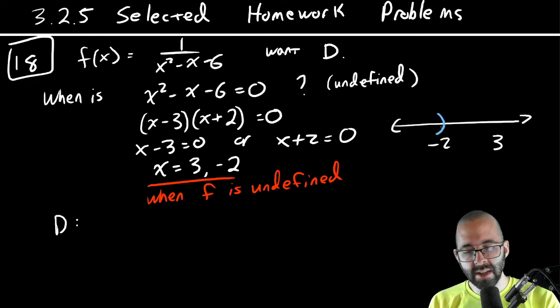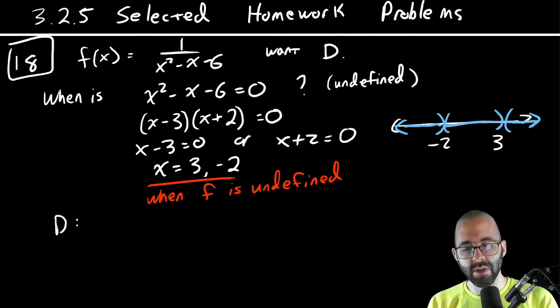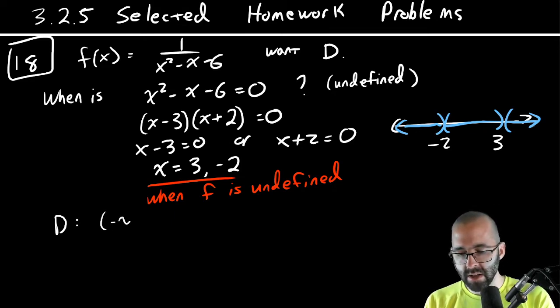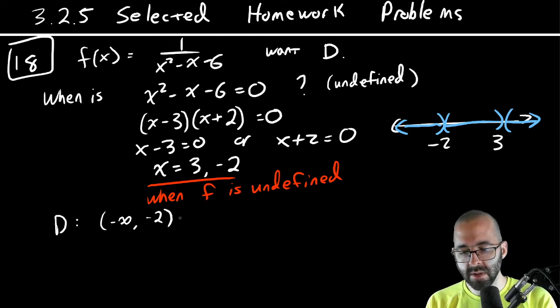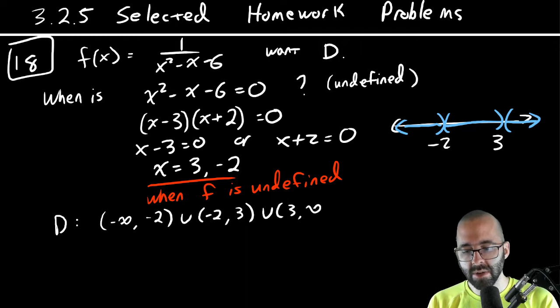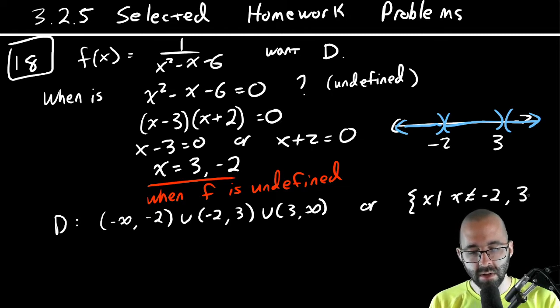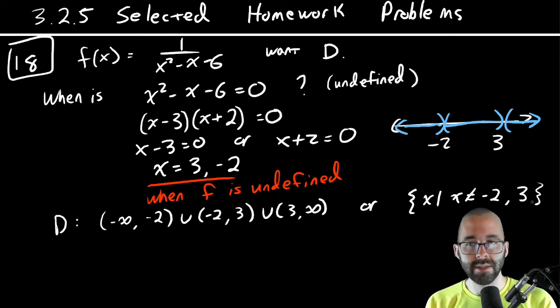On the number line, it's everything to the left of negative 2, everything to the right up until 3, and everything bigger than 3. We don't want negative 2. We don't want positive 3. Our domain is going to be negative infinity to negative 2, union negative 2 to positive 3, union positive 3 to positive infinity, or you can write this in set builder notation: the set of all x such that x is not equal to negative 2 or positive 3. That's our answer. Let's do another one.